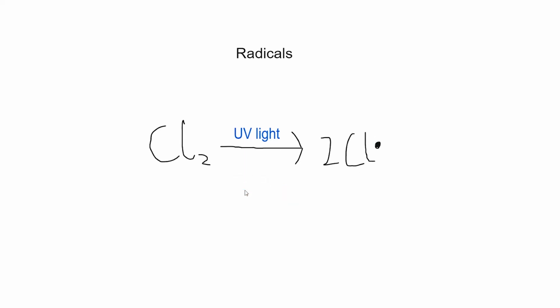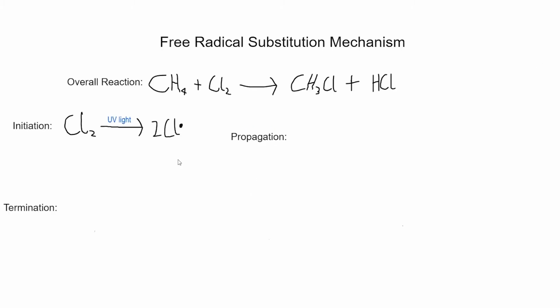Radicals are important at A level due to the fact that chlorine molecules break down into a pair of chlorine radicals when exposed to UV light. But why is that in the alkane video? Well, because these radicals can then react with alkanes in what is known as a radical substitution reaction. This reaction has 3 steps.